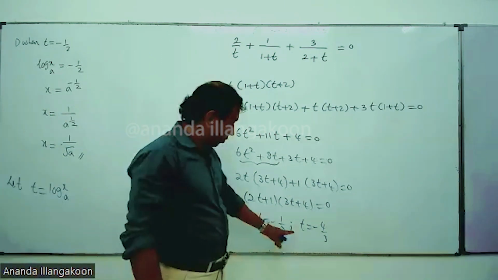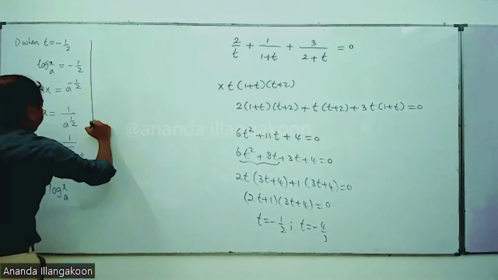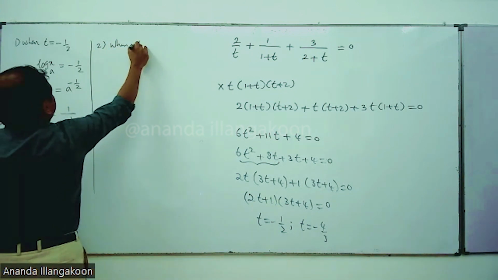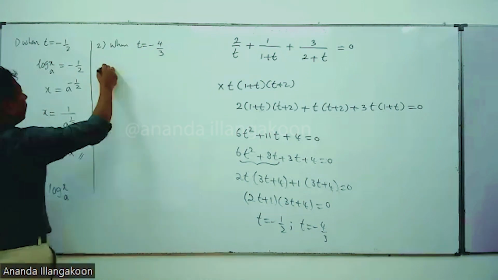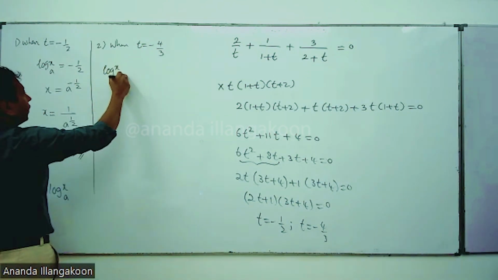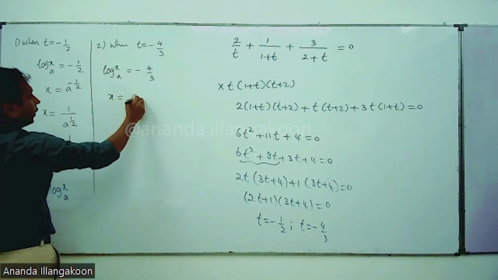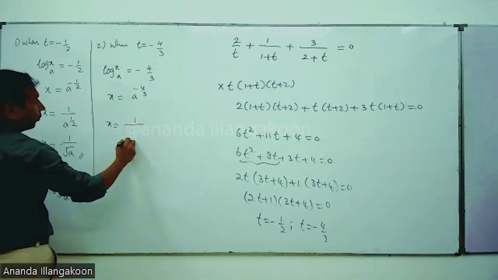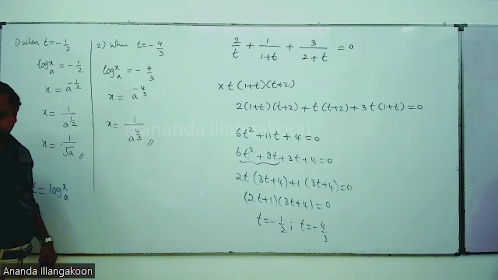Second one, take minus 4 by 3. When t equals minus 4 by 3, log x will be minus 4 by 3. x equals a to the power minus 4 by 3. This one you can write as 1 upon e to the power 4 by 3. Okay, this is how we get the two answers.